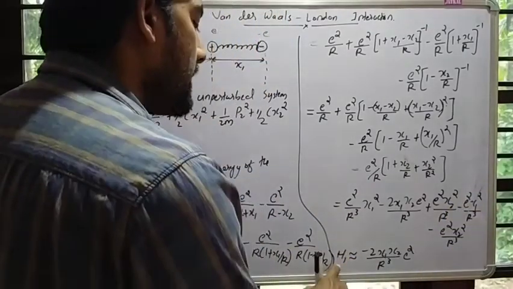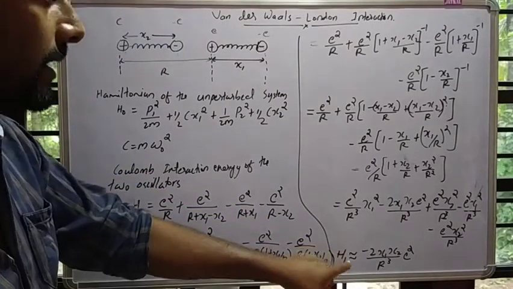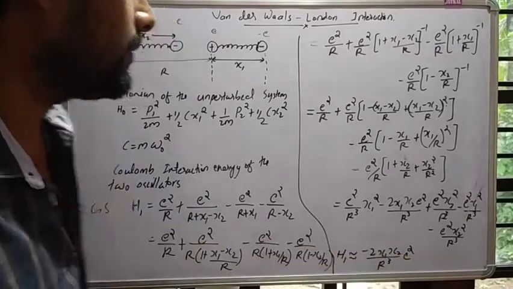The remaining term is H1, the Hamiltonian. The Coulomb interaction energy is H1 equal to minus 2 x1 x2 E square over R cube.